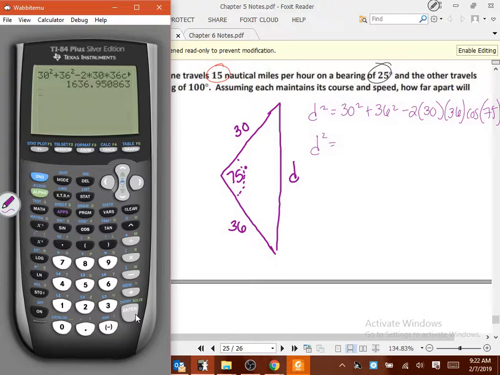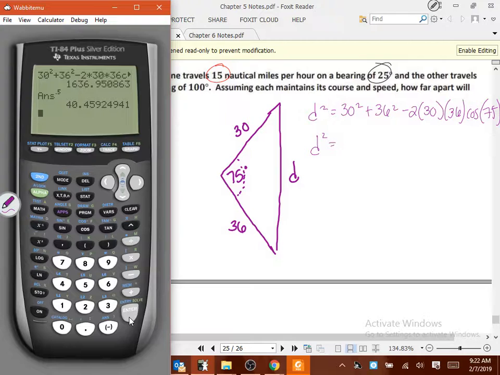And they say 1636 is the distance between them. Well, that makes absolutely no sense, based off the logic that we just said that it has to be less than 66 miles. So we need to square root that, right? The fastest way to square root the previous answer is to raise it to the 0.5 power, and I get that.